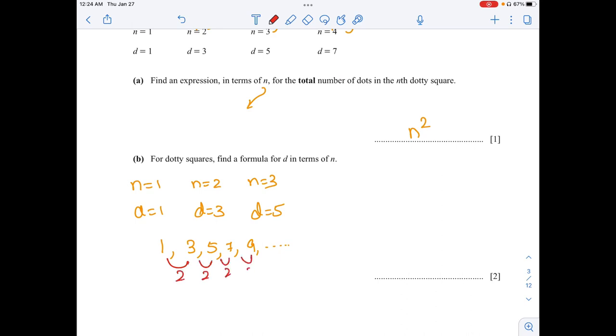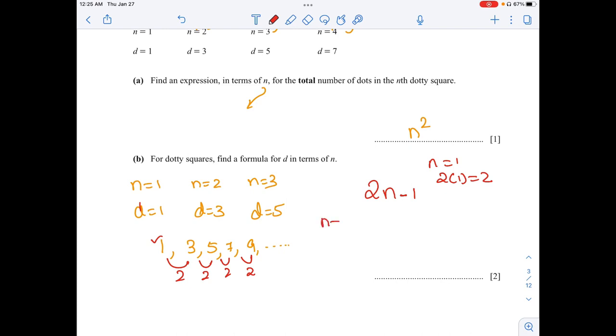2, 2, 2. So it should be 2 times n. If there is a constant difference, it should be 2 times n, 2n. So when n is equal to 1, it should be 2 times 1. 2 times 1, what does it become? 2. But is that 2? It's not 2, it is 1. So it is 1 less than. So it can be written as 2n minus 1. We can cross-check whether it is 2n minus 1 or not.